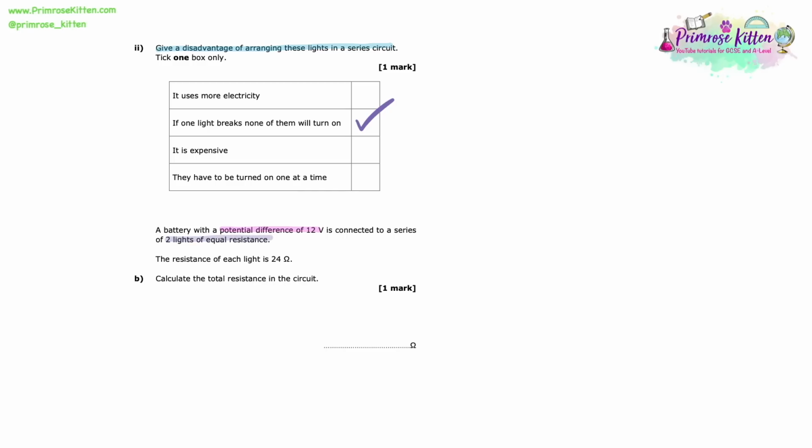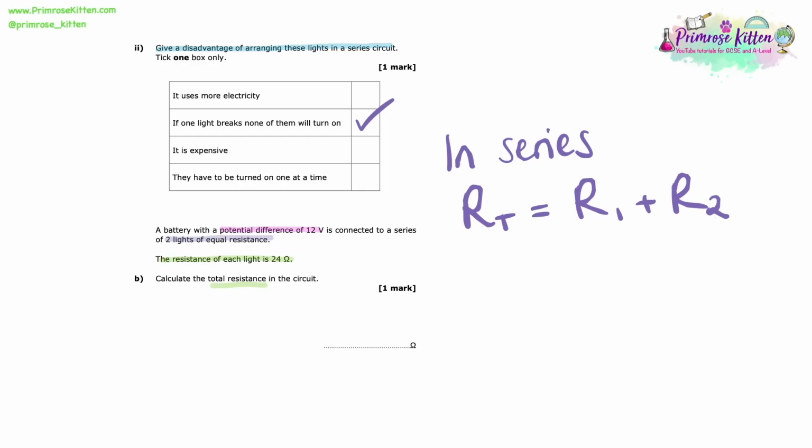So now we have a battery with a potential difference of 12 volts. It's connected to a series of 2 lights of equal resistance. The resistance of each light is 24 ohms, and we're asked to calculate the total resistance in this circuit. So we should know that in series, the total resistance is just equal to the sum of the resistances. So in this case, the total resistance will be equal to 24 plus 24. So that gives us a total resistance of 48 ohms.